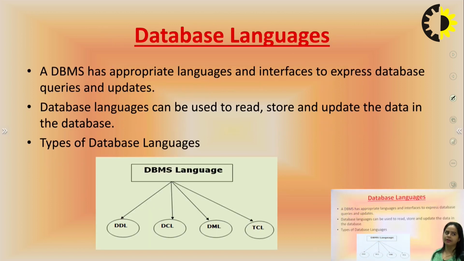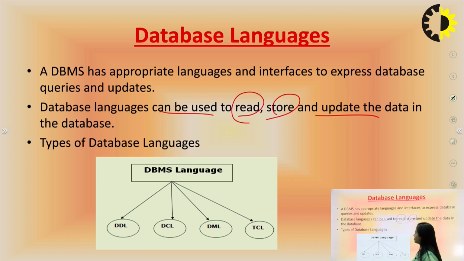Next is database languages. What is the meaning of DBMS languages? What is a language? Basically, a language is used to communicate with someone. If we are talking about human languages, then Hindi and English are human languages. They are responsible for communication between two or more humans. Likewise, database languages are the languages with the help of which we can interact with the database. We can query the database, we can fetch, we can communicate with the database. This is known as database languages. Database languages can be used to read, store, and update data in the database.